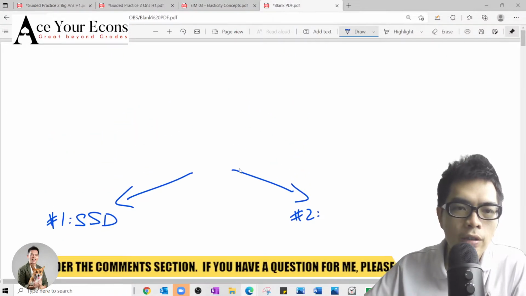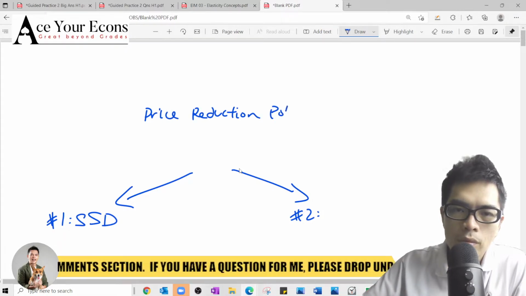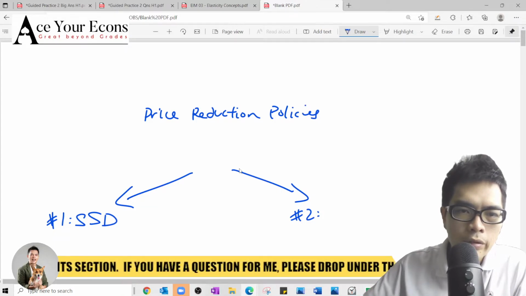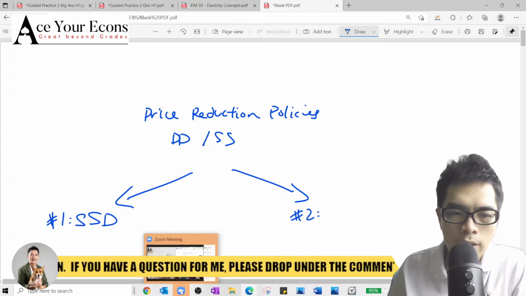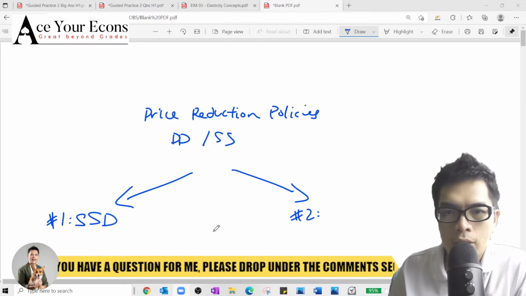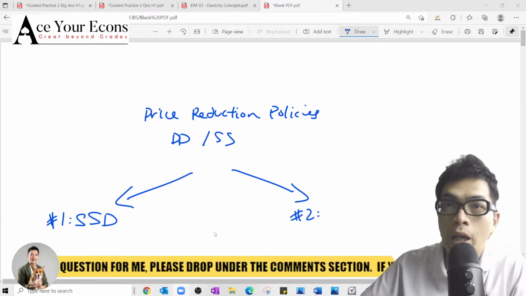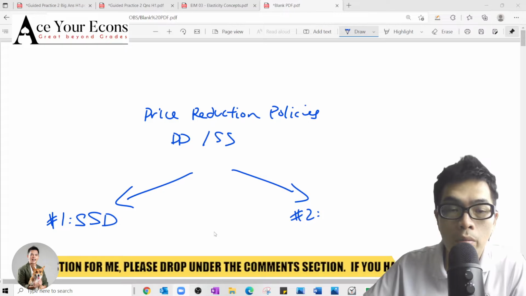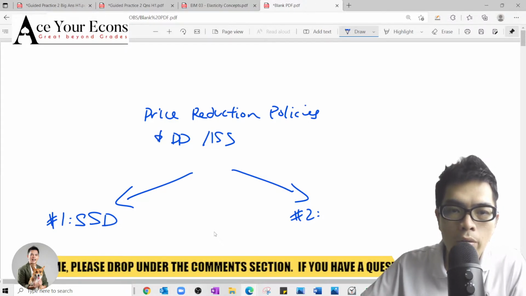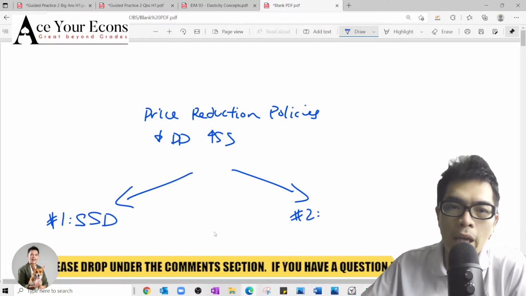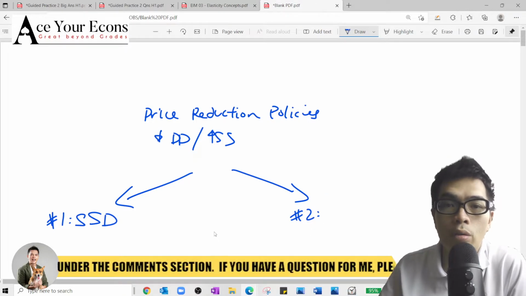Okay, so this is the key concept, price reduction policies. The framework that we'll be using is demand and supply, because the question necessitated price. You want to lower price. So in order to lower price, you have two approaches. Number one, you need to reduce demand or increase supply of whatever. It could be eggs, it could be a HDB.